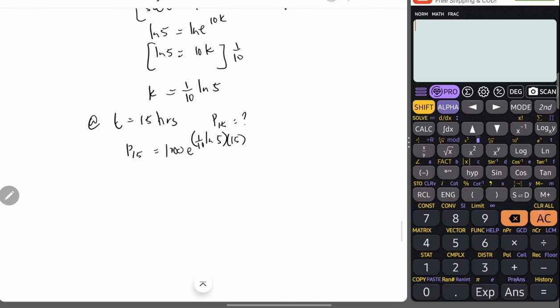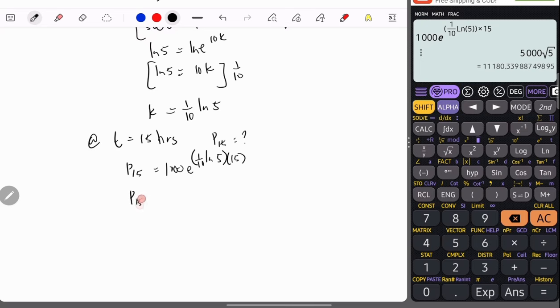So just use your calculator. 1,000 e to the 1 over 10 ln 5 times 15. Answer is 11,180 bacteria.